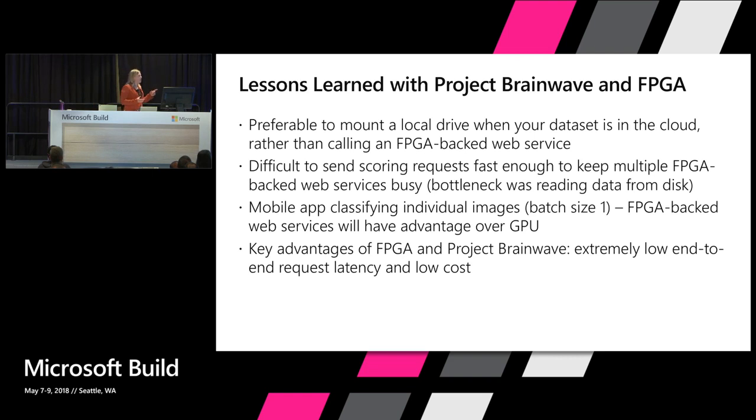That's a great example of batch size one: you take a picture and boom, you're just inferencing. You just want to get the data for a single image. And that works extremely well with Project Brainwave. GPUs are wonderful when you have a large batch size, you can parallelize. But with FPGA you can just send things through one by one and go really, really fast. The speed is just amazing. So the key advantages here are very low end-to-end request latency, extremely fast, less than 2 milliseconds, as we said, and very low cost as well.